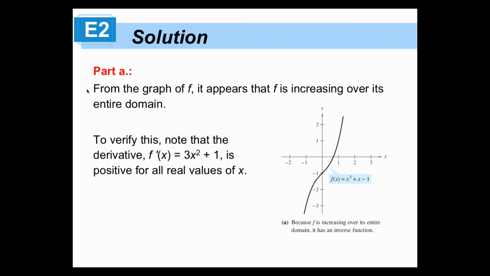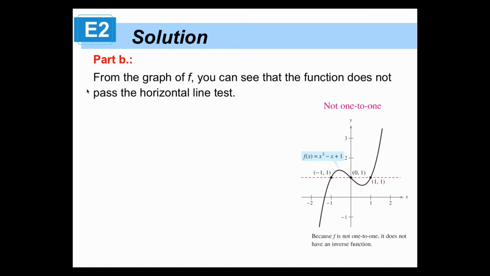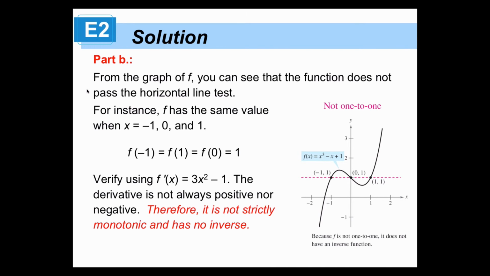So there's A, we did that one already. Here's B. So graphically speaking, like I said, if you've got the picture and it doesn't pass the horizontal line test, done. If you don't have that, then you've got to find the derivative and show that that derivative is not always positive nor always negative, so therefore it's not strictly monotonic and has no inverse.